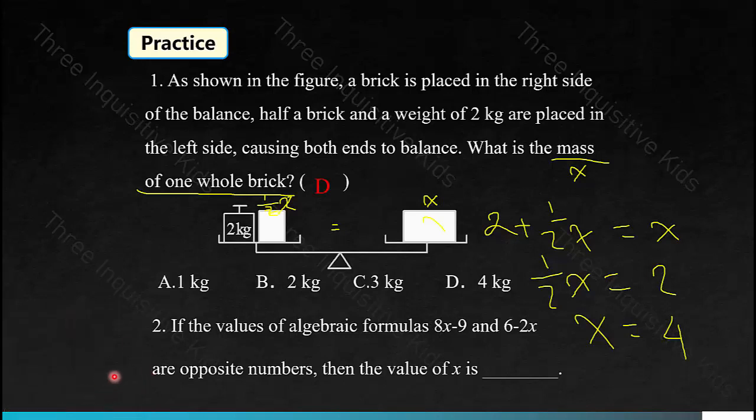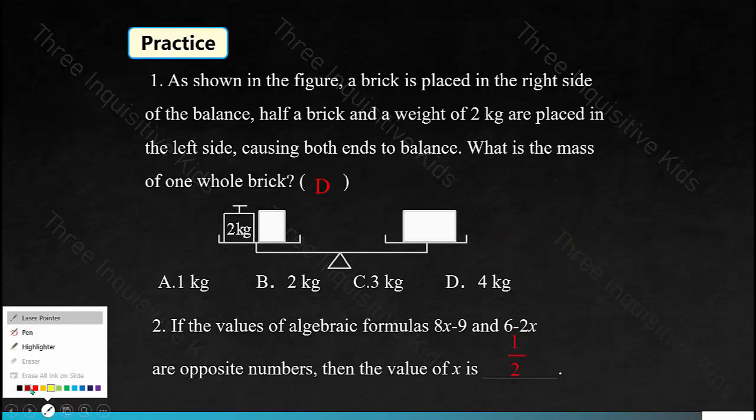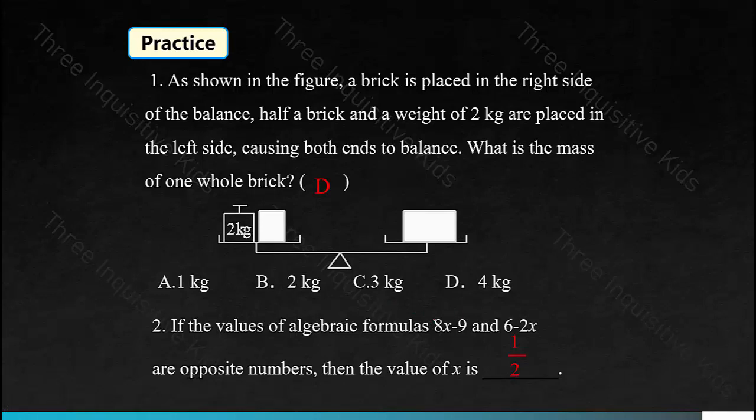If the values of the algebraic formulas 8x minus 9 and 6 minus 2x are opposite numbers, so these are opposites of each other, what is the value of x? The value of x would be equal to 1/2. Let me go over this again with you, because you might be confused. So we know that they are opposite numbers. And also look for keywords in problems such as are or is, because that means equal.